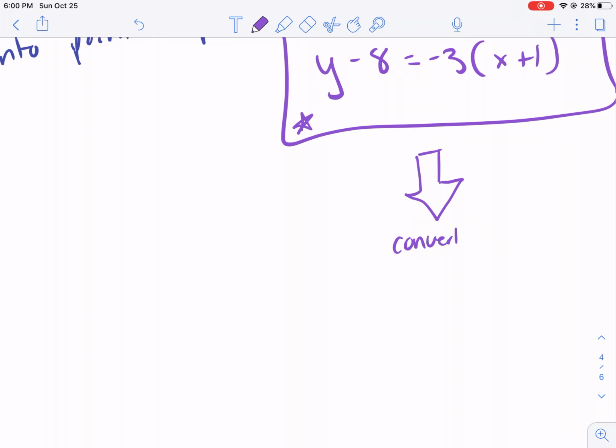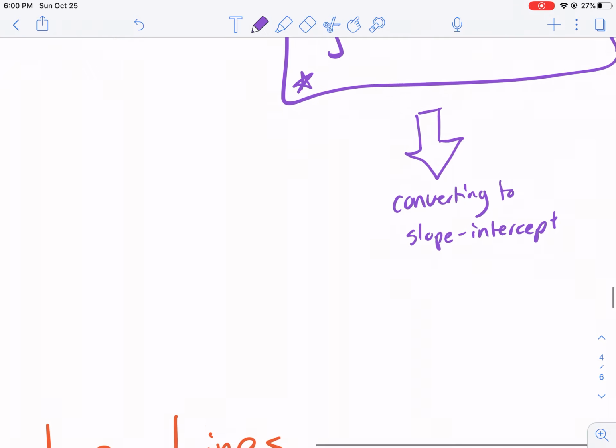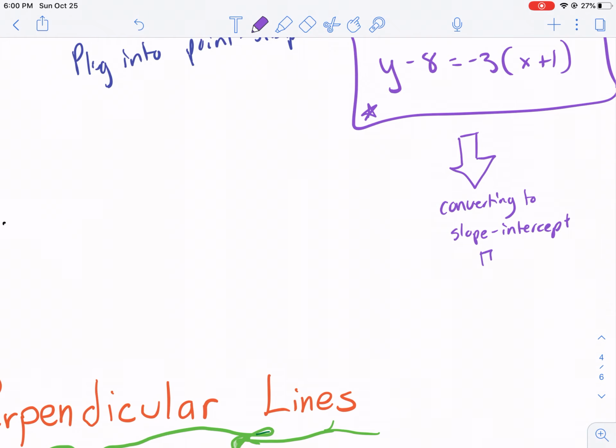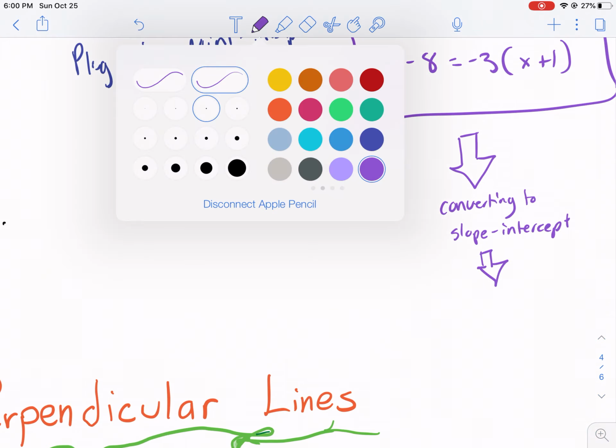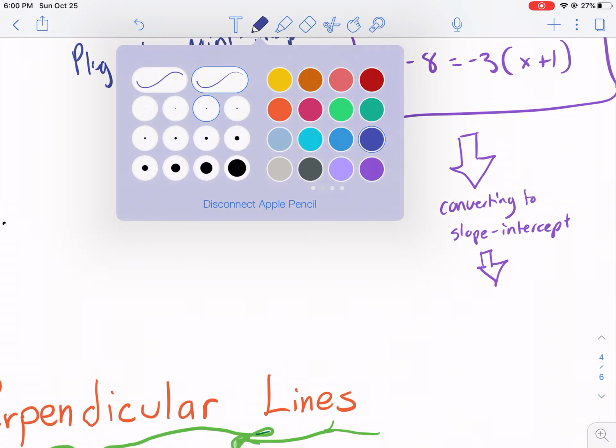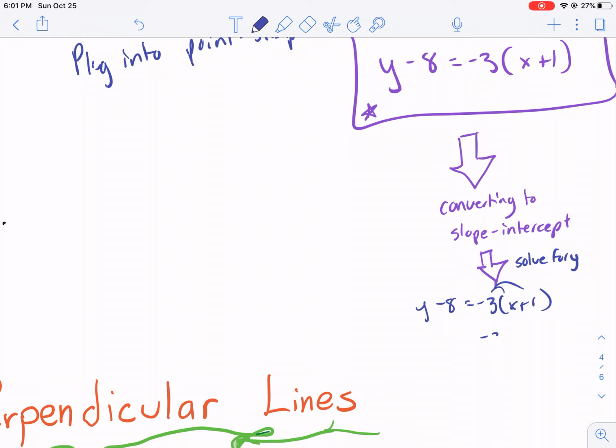Let's see, converting to slope intercept. That's basically solving for y. We're trying to get y by itself. So we solve for y. We have y minus 8 equals -3 times x plus 1. We distribute first, and you get -3x, and then -3 equals y minus 8. Then we add 8 to both sides, and we get, for our final answer in slope-intercept form, y equals -3x plus 5.